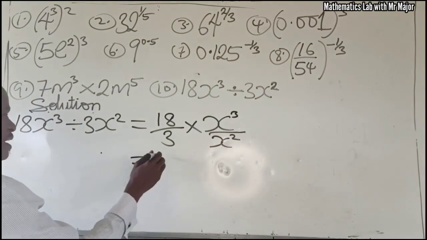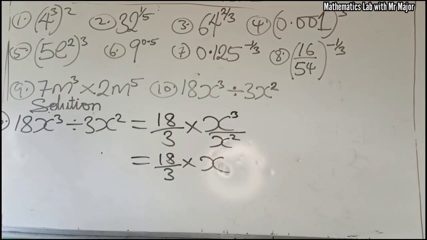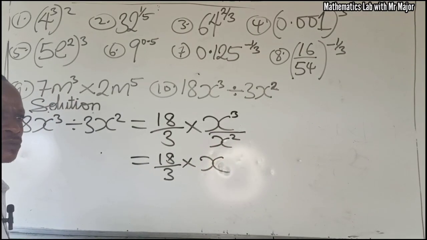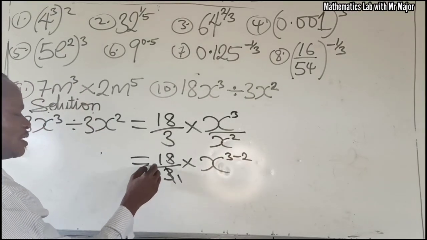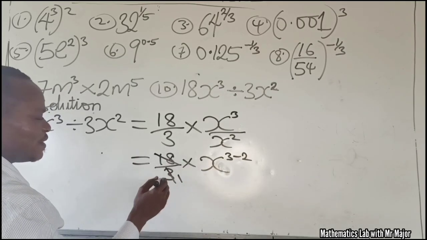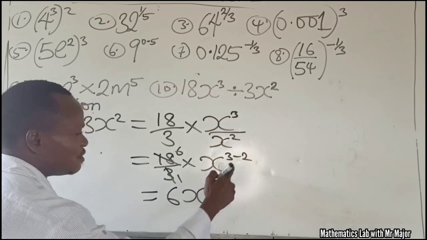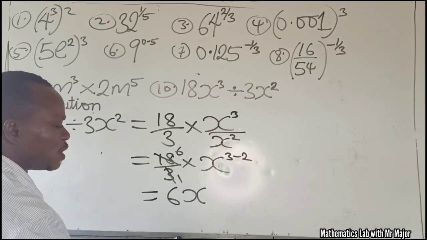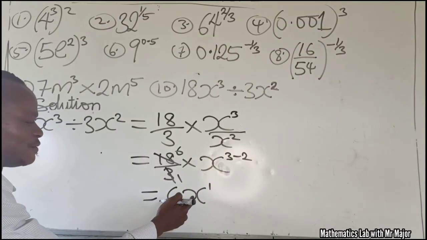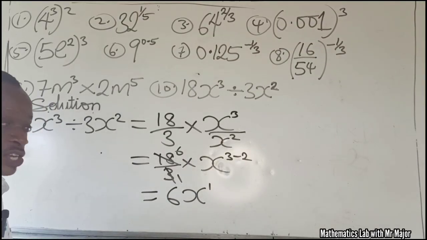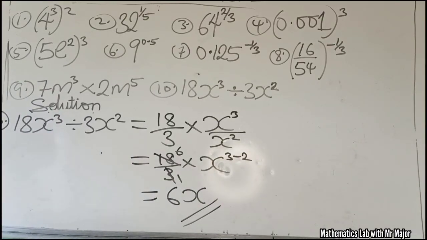This is now 18 divided by 3 times x raised to power. Since this is division, we apply the division law, which means that we should subtract the powers. That becomes 3 minus 2. So 3 divided by 3 is 1, and 18 divided by 3 will give us 6. That means our final answer is 6, x raised to power 3 minus 2 is 1. So 6x raised to power 1 is our final answer. But remember I said if the power is 1, there is no need writing it. So we leave it as 6x as our final answer.